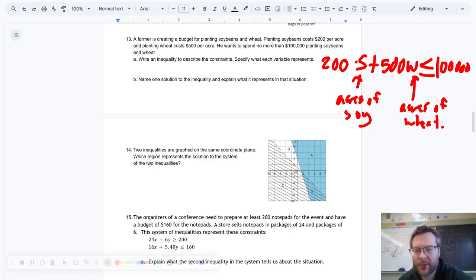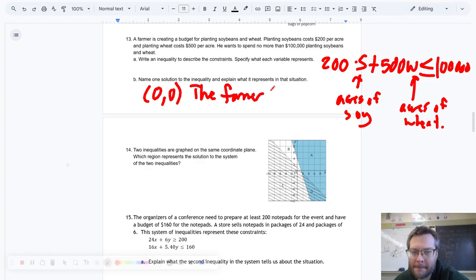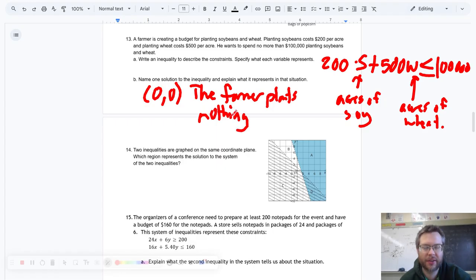Here's a really dumb solution to this inequality, but it doesn't break any rules. (0, 0), the farmer plants nothing. If the farmer plants nothing, guess what? He spent less than $100,000 planting stuff. It's kind of a dumb answer. He could plant like 10 of each. There's lots of other solutions. He could plant 5 acres of soy and 15 acres of wheat and still spend less than $100,000.